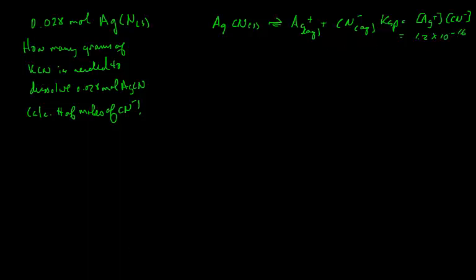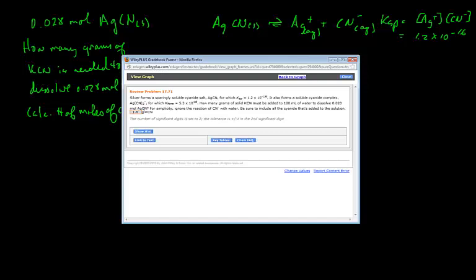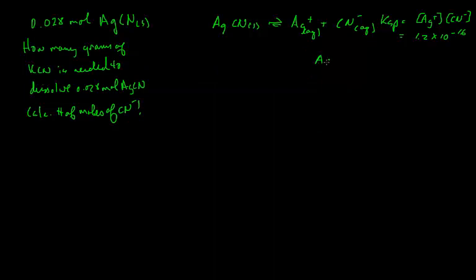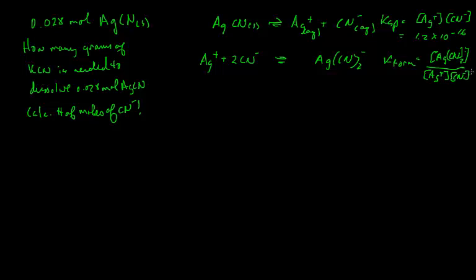And then we also have this other complex ion that can form, the silver cyanide complex. So that's AgCN2-. And in order for that to form, you need some silver ion plus two cyanide ions. K form would be the concentration of this complex ion, dicyanide, divided by the concentration of silver times the concentration of cyanide ions squared.